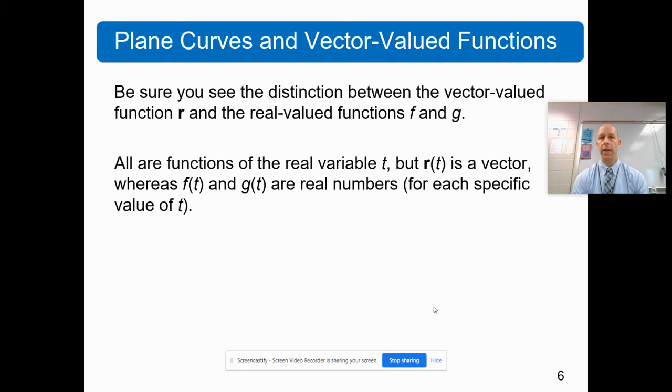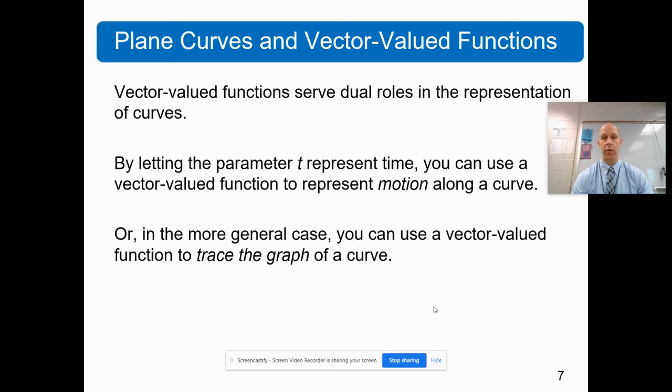So be sure that you see the distinction between a vector valued function r and the real valued functions f and g. These are all functions of the real variable t, but r of t is a vector where f of t and g of t are real numbers. So there's a difference. One's dealing with vectors, and the other's dealing with real numbers. Vector valued functions serve a dual role in the representation of curves.